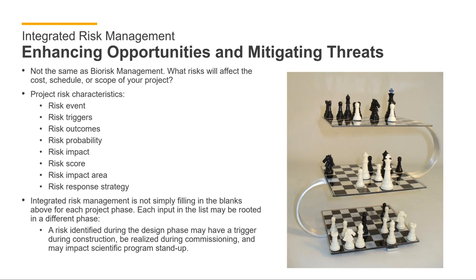Now, if you look at this graphic on the screen and think of each plane or each board or each level on the 3D chess board as a different phase in your project, maybe the top one represents design, the second or middle board represents construction or commissioning, and the bottom board represents science program stand-up. Think of each of your opponent's pieces as a risk that's threatening that project phase or that board that you're working on, and each of your chess pieces represents a risk response strategy that you're trying to maneuver to thwart a risk that you're working on.